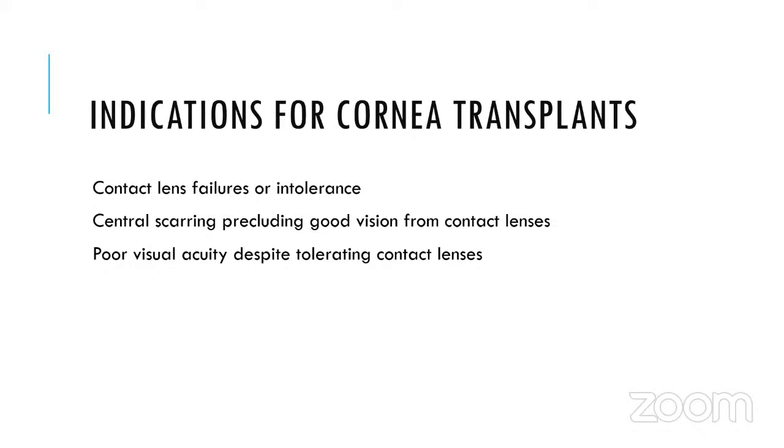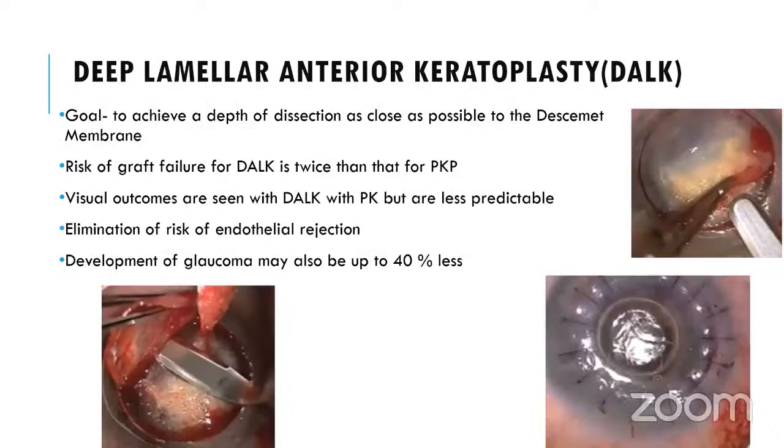Indications for corneal transplant: when contact lens failure or intolerance is there, central scarring precluding good vision with contact lens, and poor visual acuity despite tolerating the contact lenses. Deep anterior lamellar keratoplasty, the goal is to achieve a depth of dissection as close as possible to the Descemet's membrane. Risk of graft failure for DALK is twice than that for PKP.